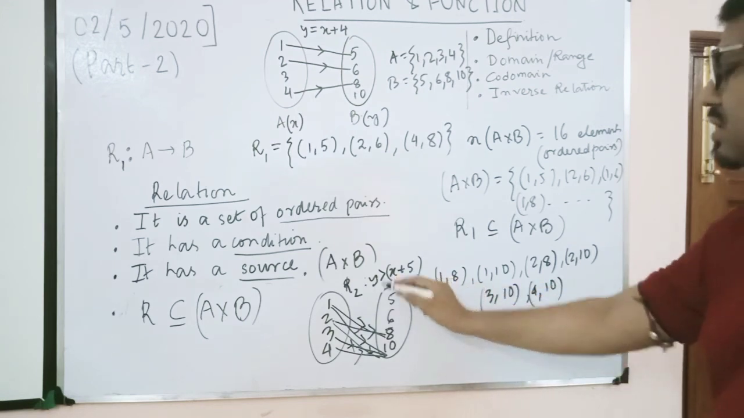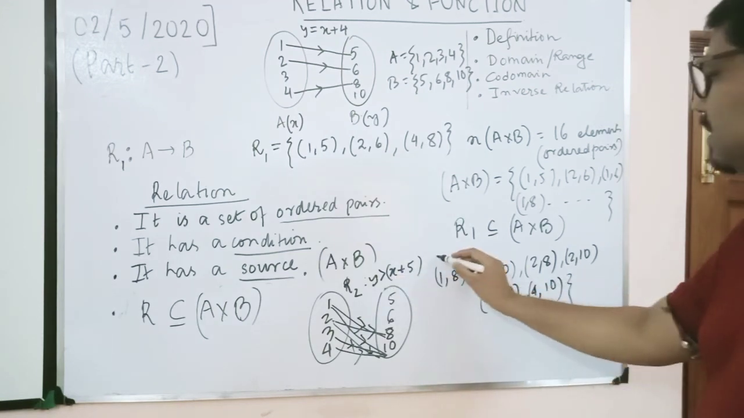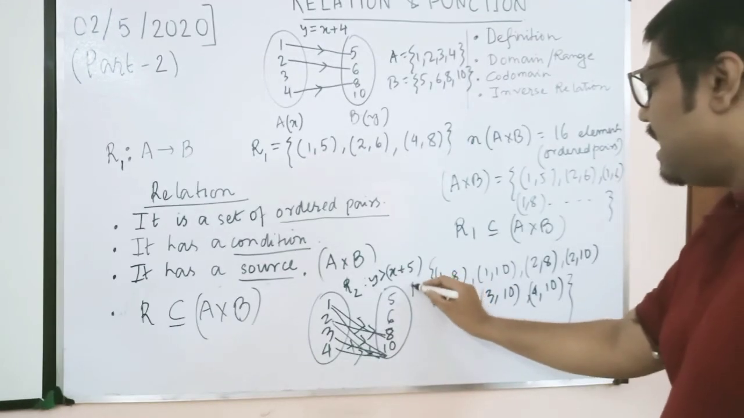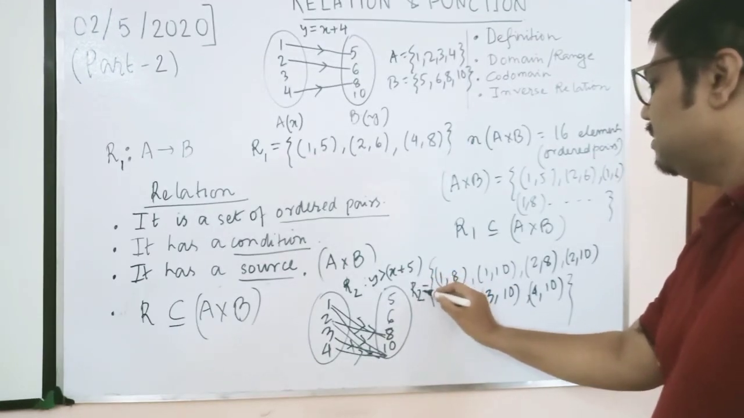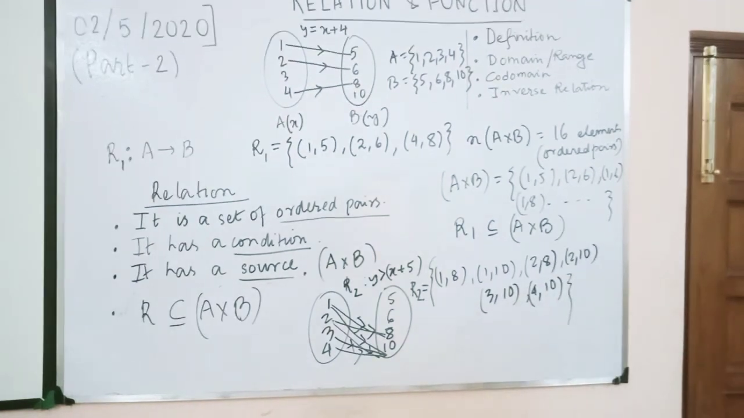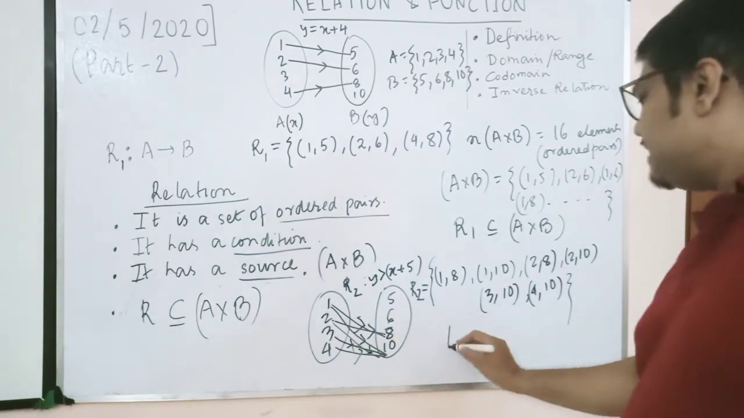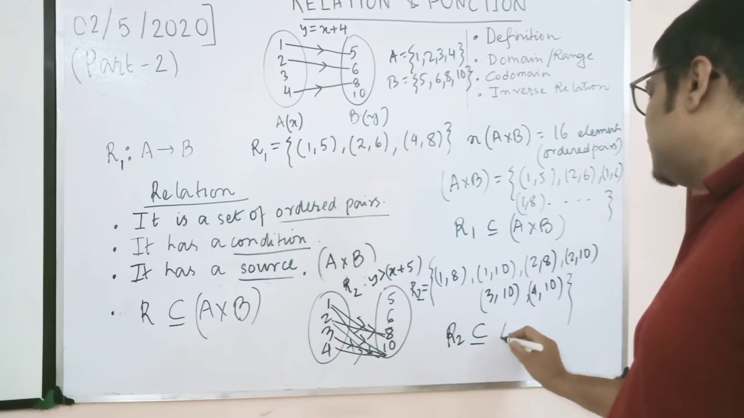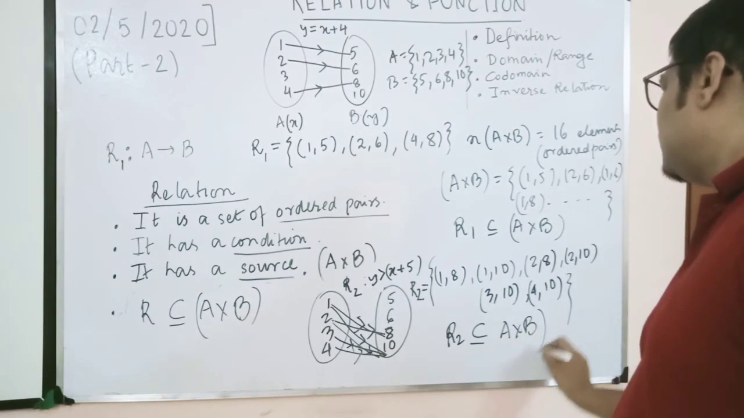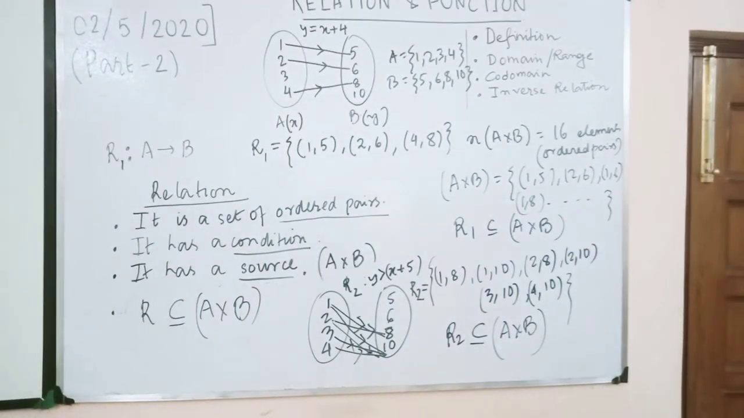Just put it in over this in the equation. We got this as R2. But check it out. These are the ordered pairs which are already present in A cross B. Okay, that means A cross B is the source, or A cross B is the reservoir. So you can say that R2 is also a subset of A cross B. So many relations could be possible. Many relations could be possible from a single A cross B, that means the Cartesian product.